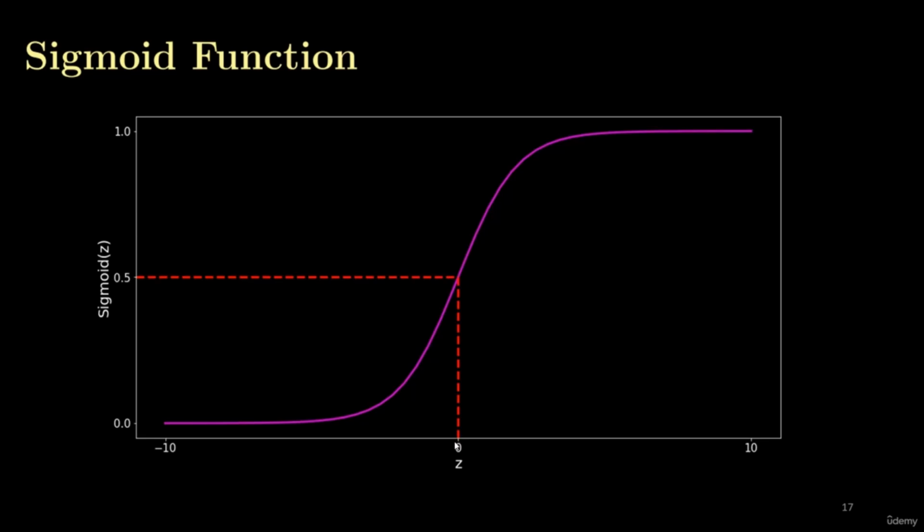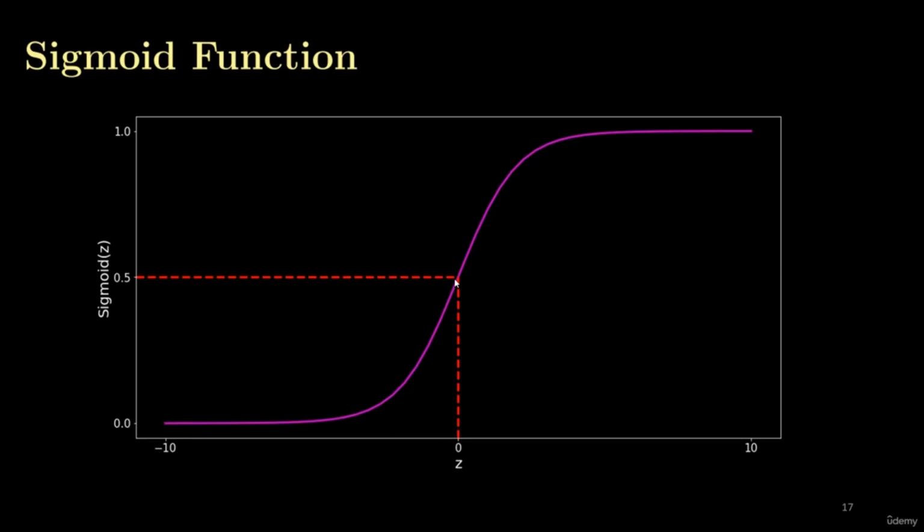Now, if the value of z is negative, that is, less than 0, then we will get a value less than 0.5. And if we keep increasing the value of z in the negative direction, we can see that this function is approaching 0. That is, if the value of z is minus 10, its value is approximately 0.